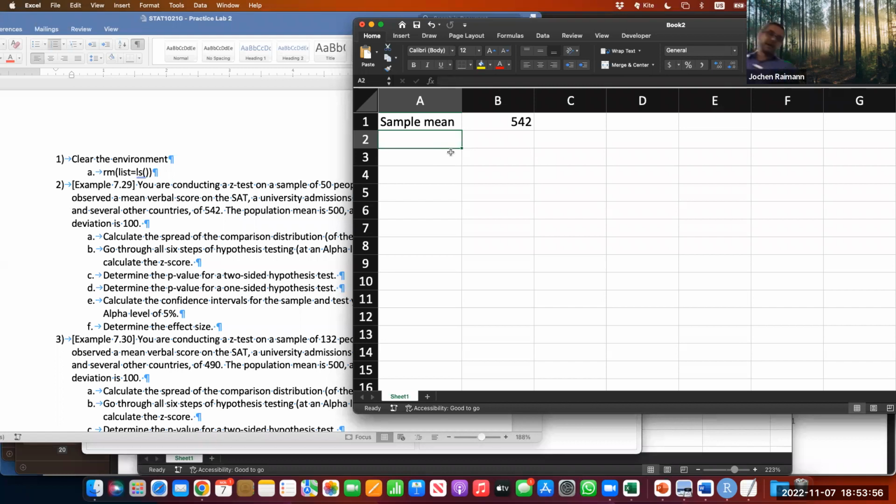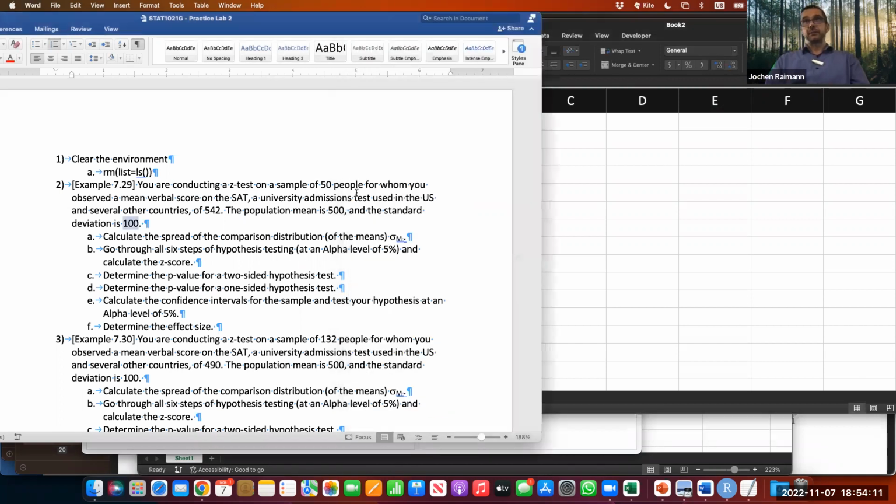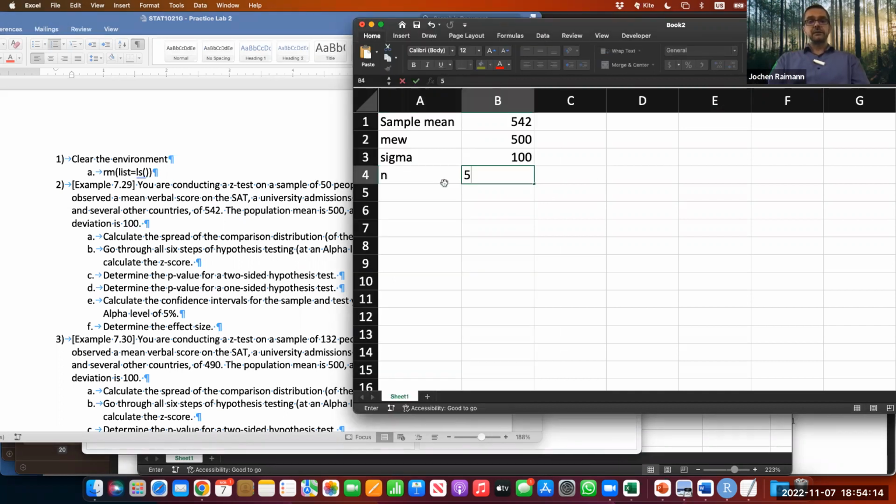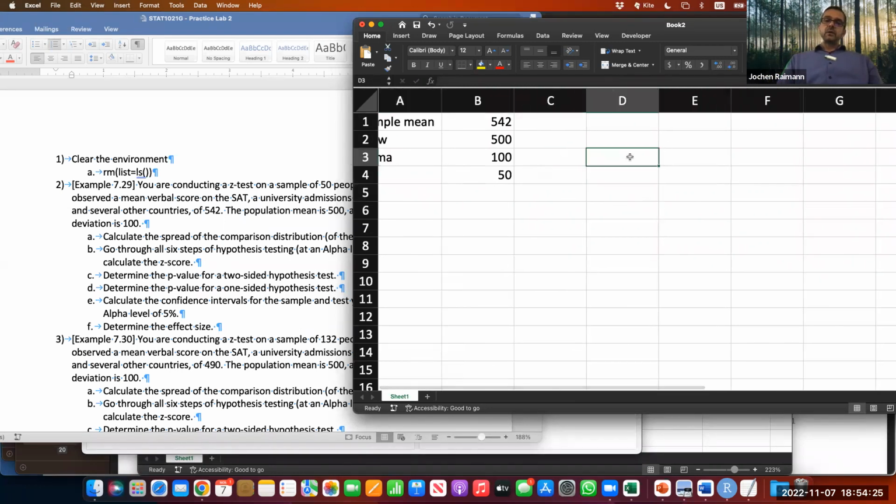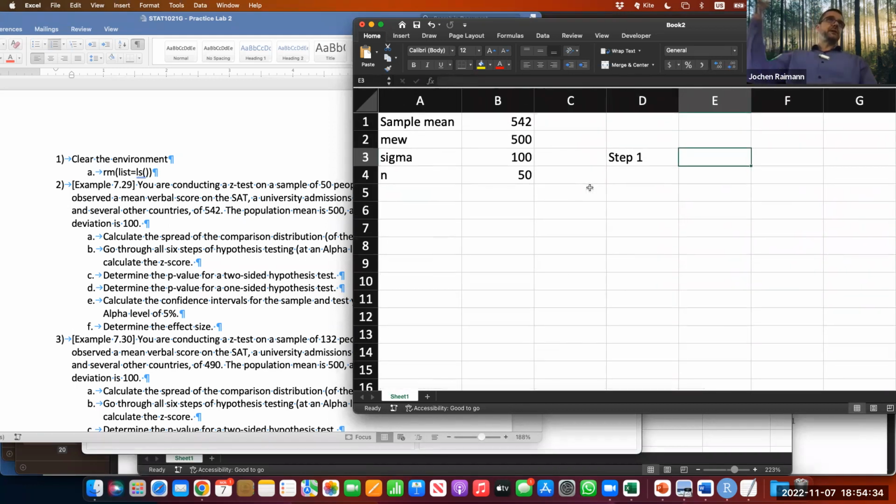Okay, so we have a sample mean of 542. We have a population mean, mu, of 500. We have a sigma of 100. And the size of the sample was 50 people, so n is 50. Simple, right? So we have now quantified all that we need to understand from this population, except for one thing, and that's step one. Based on your sample, you need to understand what the distribution of these hypothetical sample means would be.